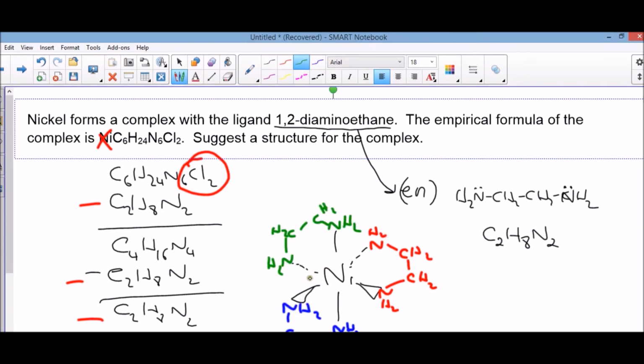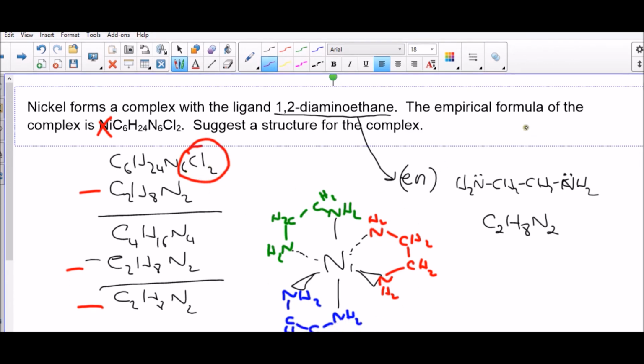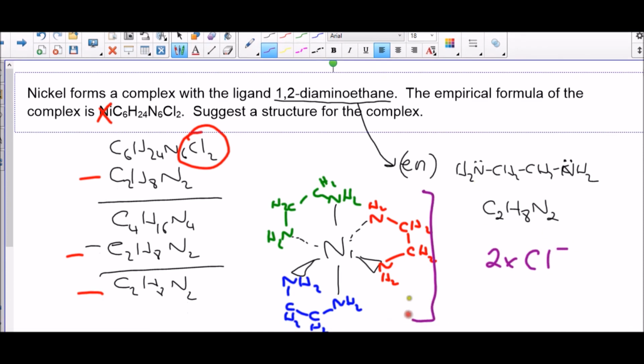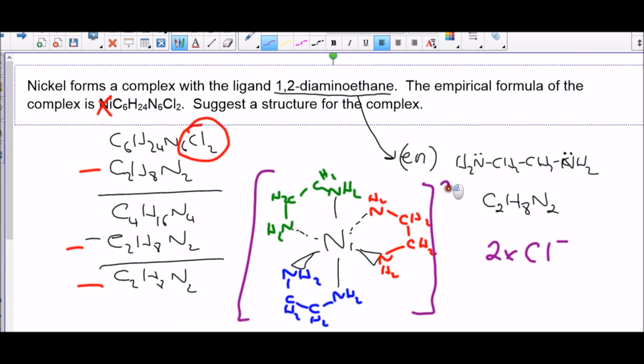Okay, so we've got our nickel with 3 of the 1,2-diaminoethane ligands around it. Now we're going to come back to the chloride that's in this complex. So we didn't use the 2 Cls as part of the formula of the complex, therefore that means that we've got 2 lots of Cl minus in solution with this ion. So if we've got 2 negative ions, then that must mean that the charge on this complex is going to be 2 plus.